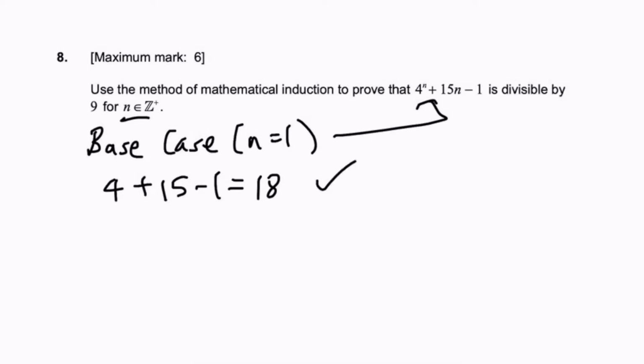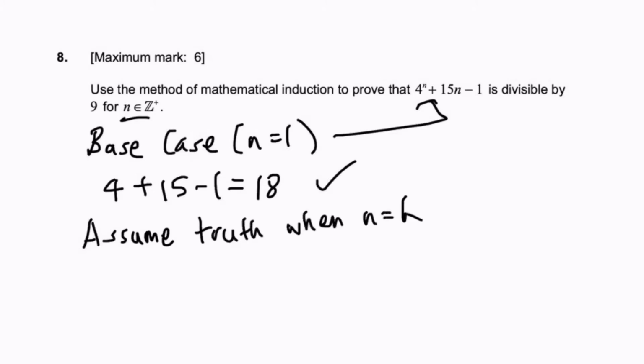Next we'll take a look at the inductive hypothesis. Remember, the inductive hypothesis is where we assume that the statement above is true when n is equal to some k. What does this mean? When we substitute all the n's as k's in our equation, we're assuming that this expression, 4 to the k plus 15k minus 1, is divisible by 9. And how do we write that algebraically?